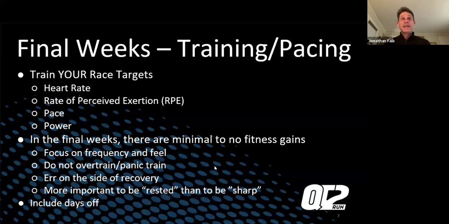Make sure to include days off. Even if your training leading up to it has been pretty aggressive and you haven't had rest days, now is the time to include them. You don't want to be running every day. You want to really allow your body to recover, to fully benefit from all the hard work you put in up to this point, so that on race day you can really tap into that and excel when you want to, which is during the race itself, not in a particular training or workout.